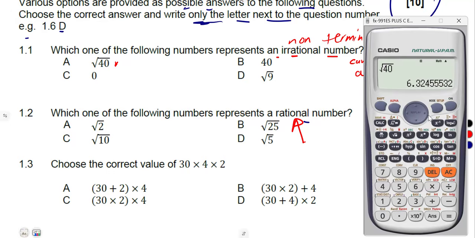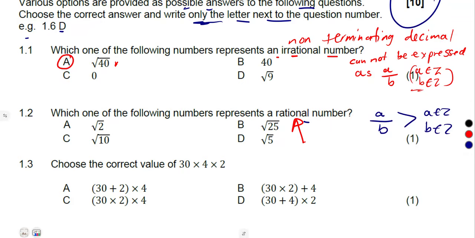As we can see, it is something that cannot be expressed in the form of a over b. If we are to express it as a fraction, it cannot be expressed. We cannot change this to be written as a fraction. It can only be this or an endless decimal. Take note, the calculator only represents the number of decimals that it can. It is a non-terminating decimal, it does not end. So that is an irrational number. So the best answer was going to be A.